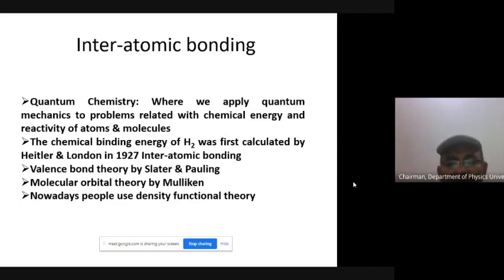Before telling you the history, the significance of atomic bonding must be known. Interatomic bonding basically induces the relevant property into materials. If the bonds are strong, materials will be mechanically strong, just like I gave you the example of diamond and graphite in the crystallography section.